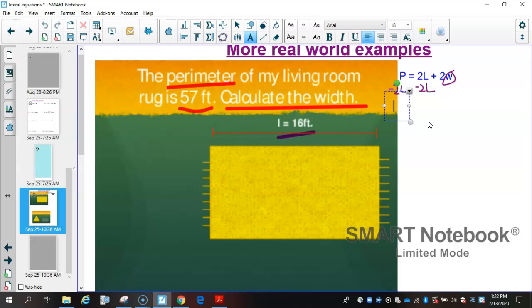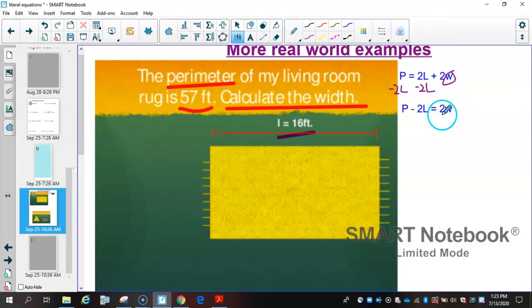So we're left with P minus 2L equals 2W. From there, we can solve for W by dividing both sides by 2. So P minus 2L all over 2 equals W. So remember that I said that you could separate your fractions.